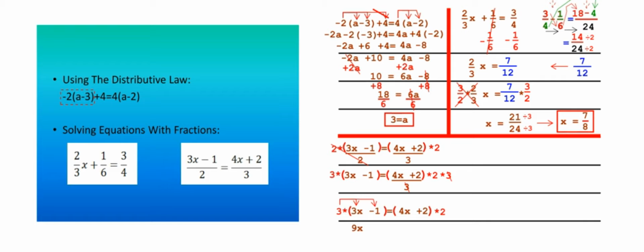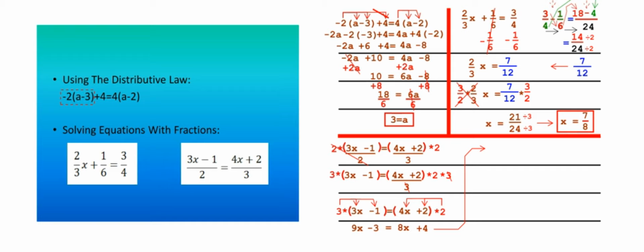3 times negative 1, negative 3. 3 times 1 is 3. Negative 1 times 3 is negative 3, still negative. So that gives us the left side values. Now let's simplify the right side. 4x times 2, I should say, will give us 8x. And now 2 times 2, let's see, 2 times 2, 4. Hey, look at that. We got a much simpler expression, I should say.